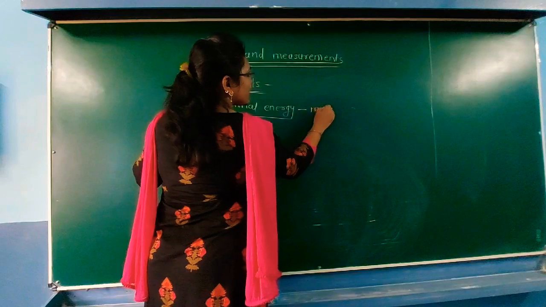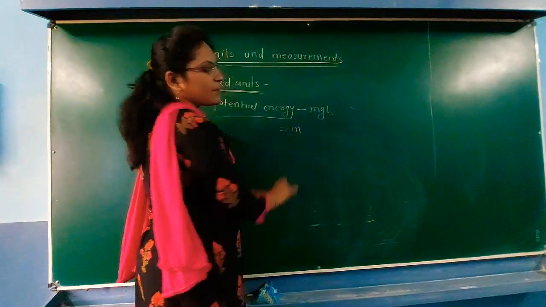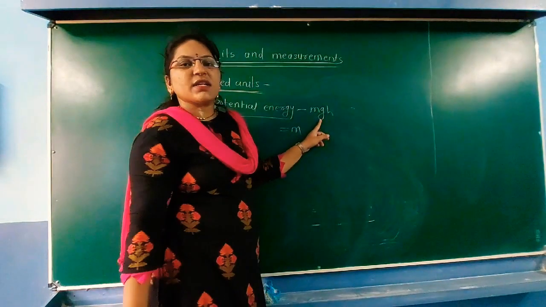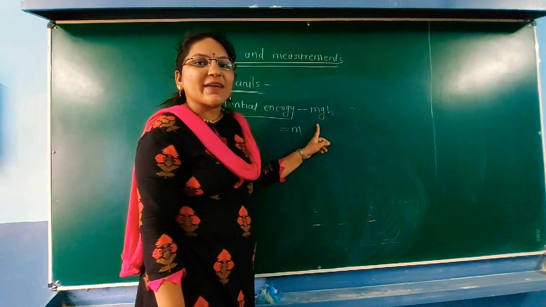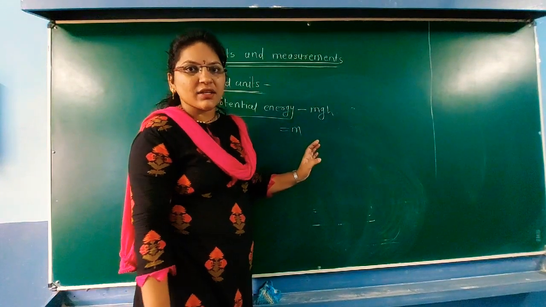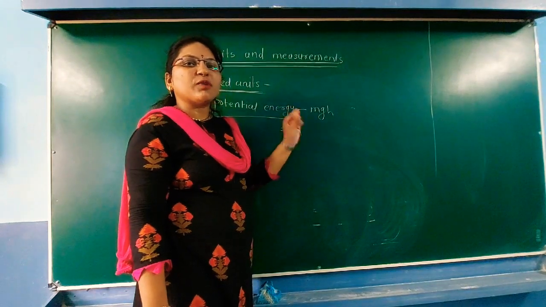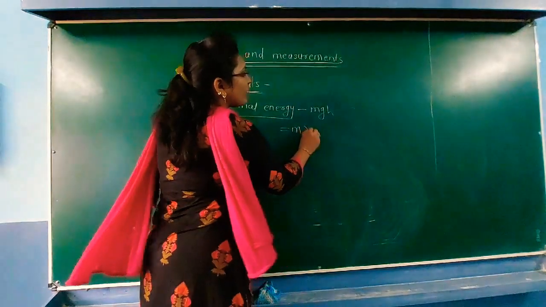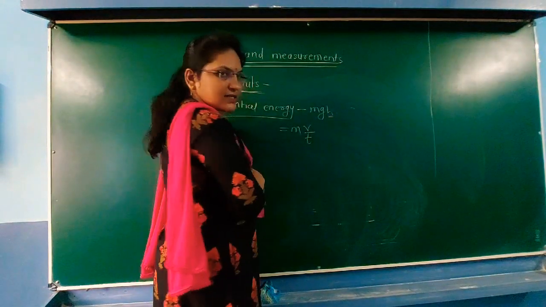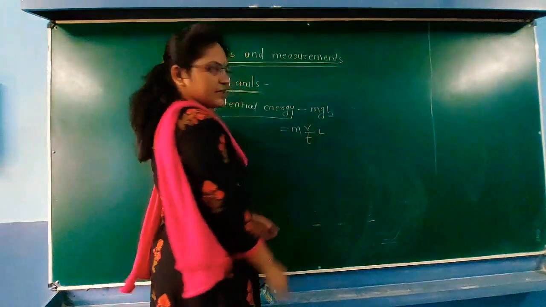Now potential energy has the formula mgh. Here m is mass, a fundamental quantity, and it remains as it is. What is g? g is the acceleration due to gravity. Acceleration due to gravity means it is acceleration. So in place of acceleration due to gravity, you can write the formula of acceleration, velocity upon time. Next, into h, h is height. Height means distance, so it is length.